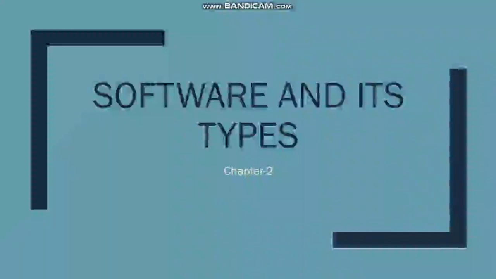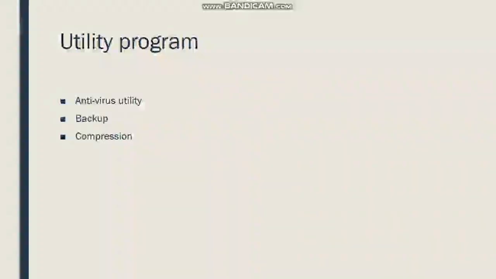Good morning, students. Today we are going to continue with chapter number 2, that is software and its types. So we'll start with the first topic, that is utility program. Let us first understand what a utility program is.